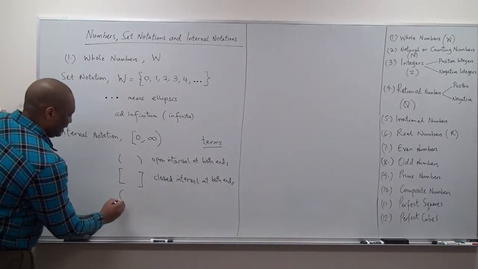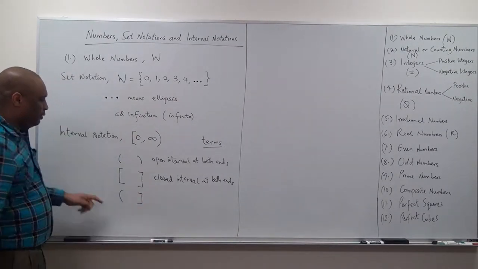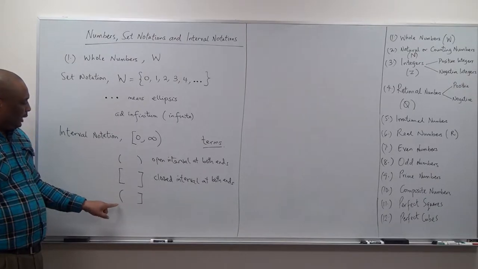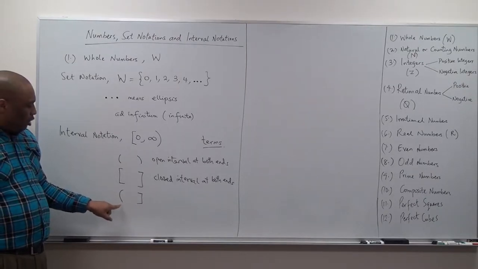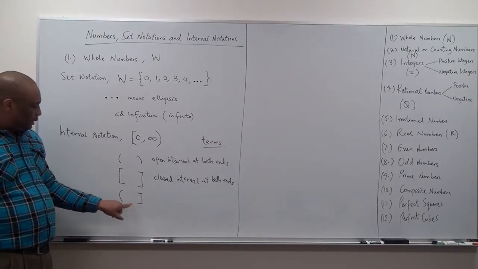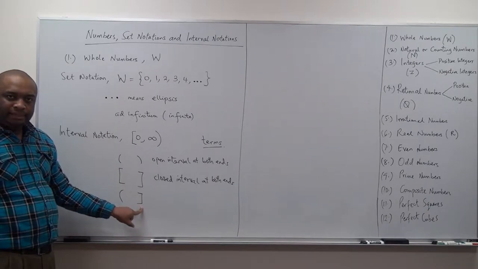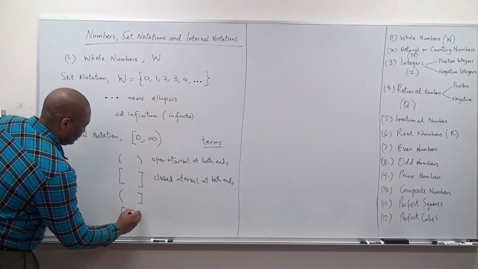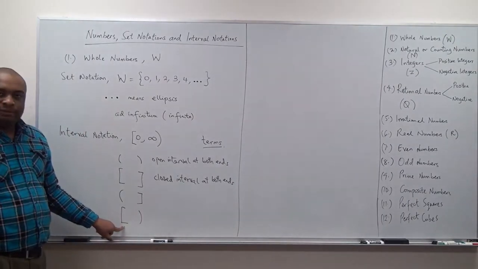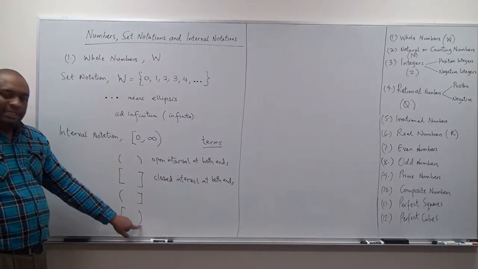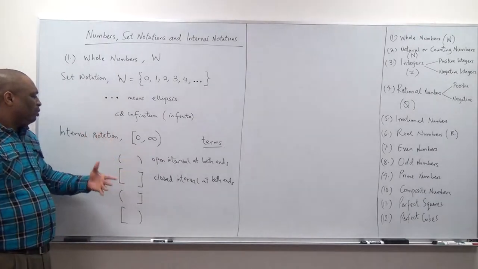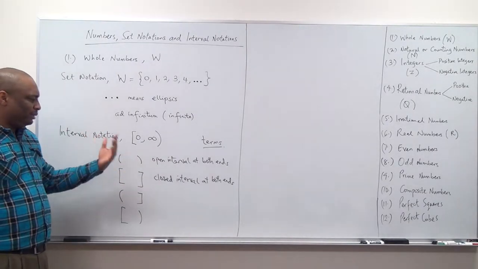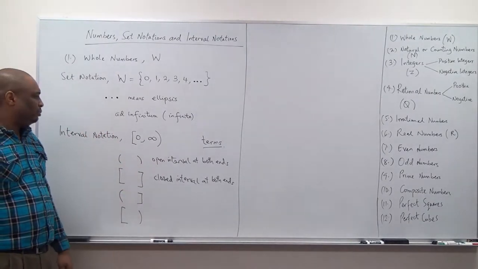Now, what of this? Answer this yourself. I probably will not write it, but answer it yourself. This is open interval at one end, closed interval at the other end. That is this. And then what if you have this? This is closed interval at one end, open interval at the other end. So, you will need to know this as we move on.